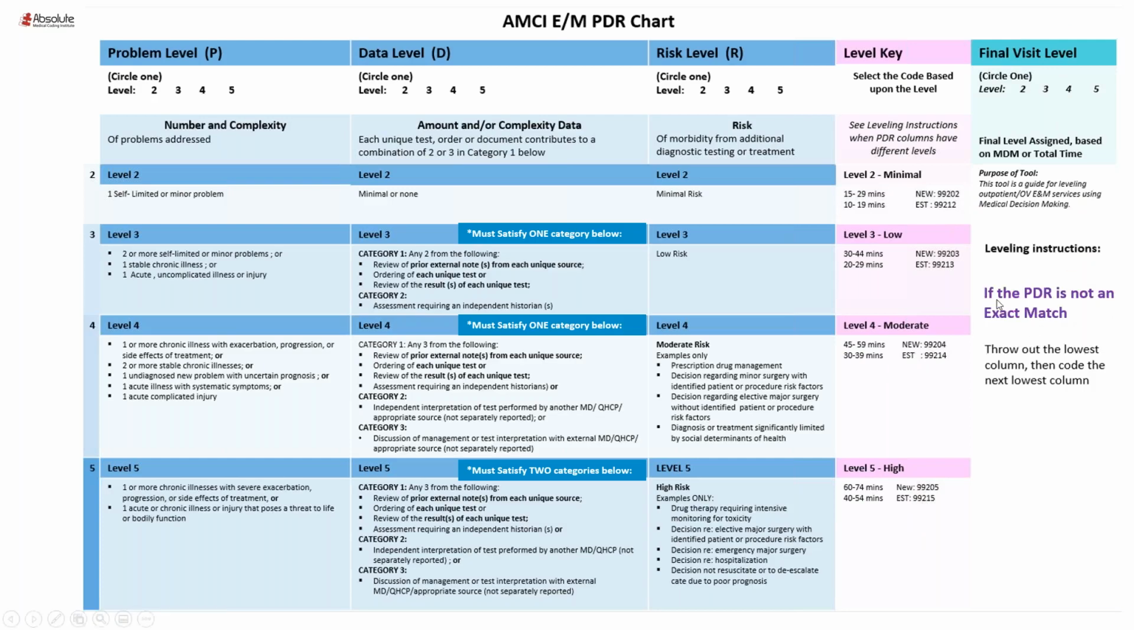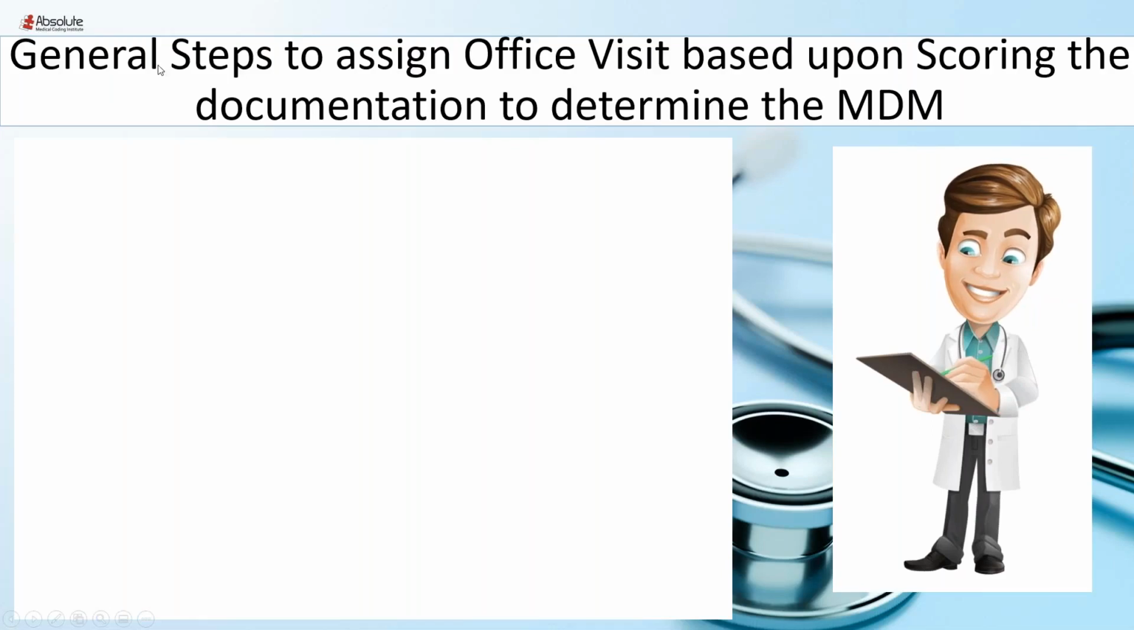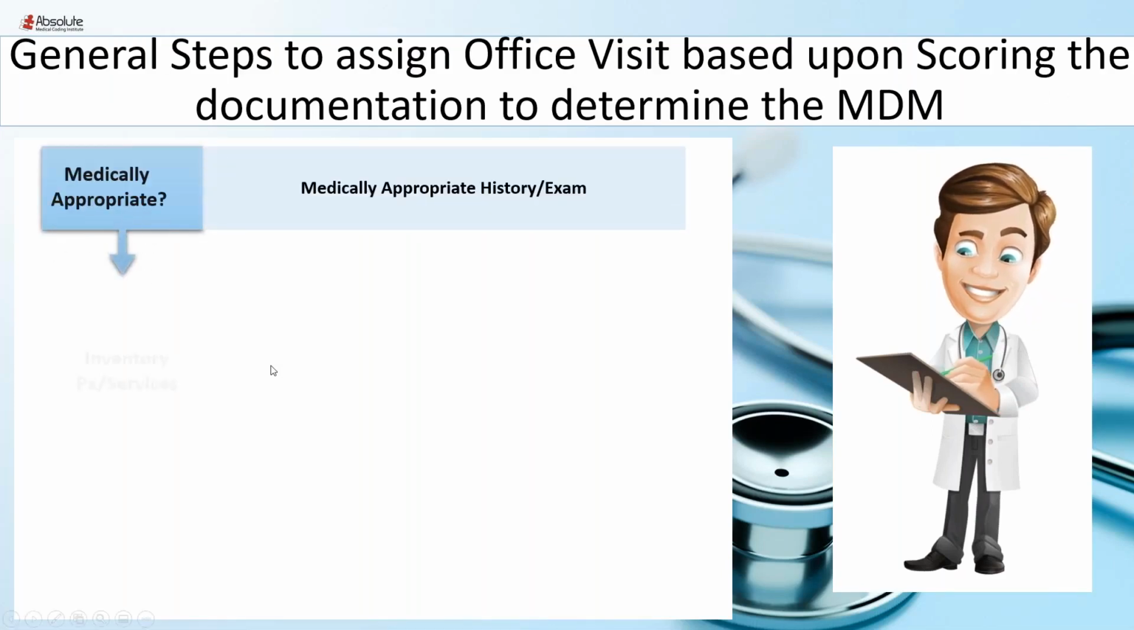Pretty much, if the PDR score is not an exact match, then you're going to throw out the lowest column, then code the next lowest column. I think it's better if I show you. So let's get going.